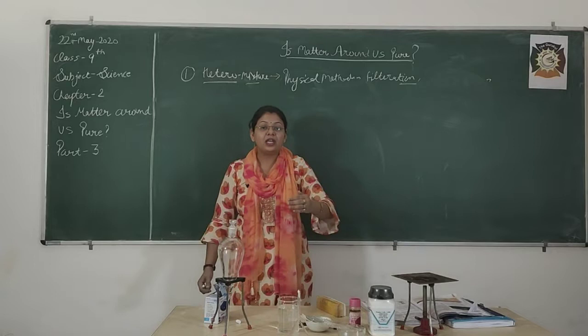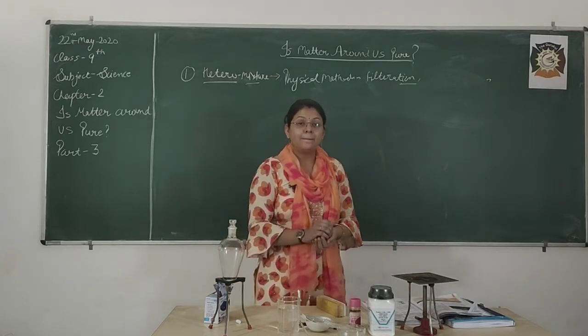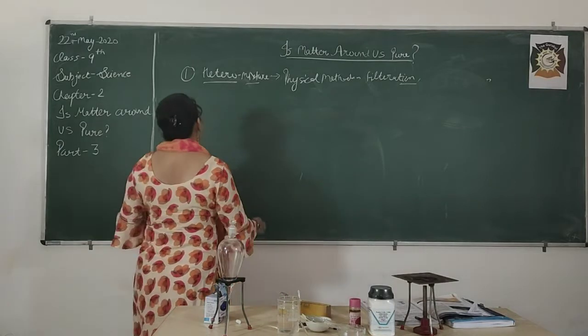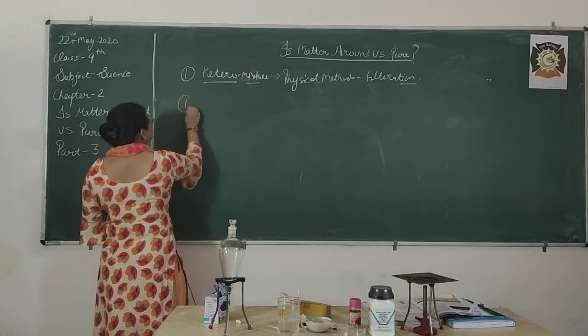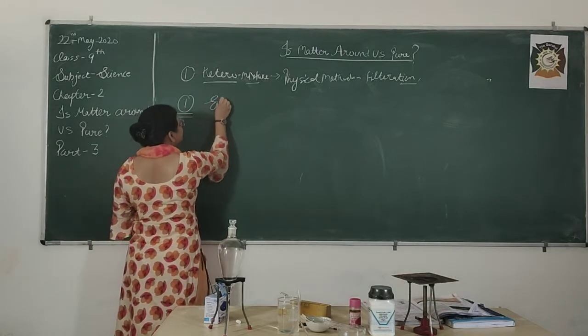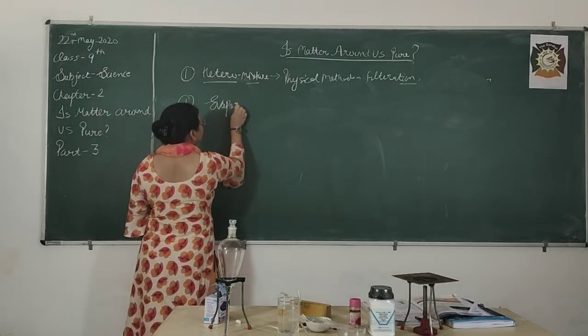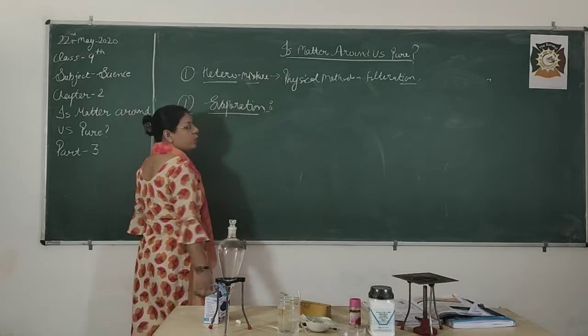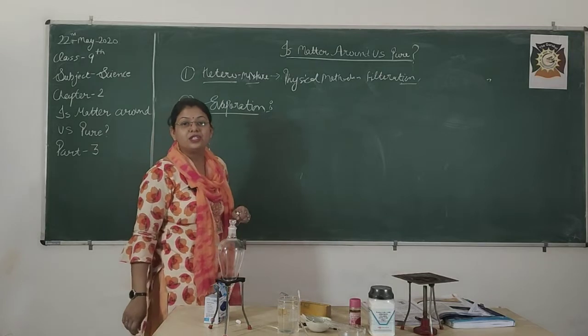That means we require different methods based on what, beta? Based on the properties of components present in it. So the first method of separation which I am going to discuss with you is simple evaporation. In the very first lecture, what is the process of evaporation?